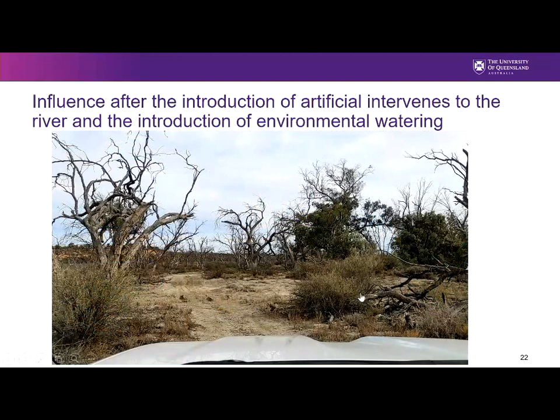Now, the salt interception scheme comes out, and the river is being cut into sections. Is there any side effect?